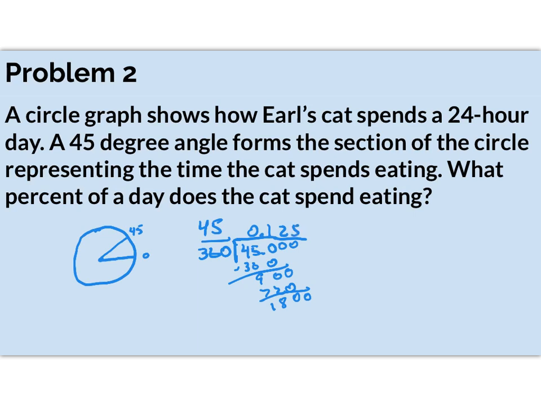Let's see what we come up with. 5 times 0 is 0. 5 times 6 is 30. 5 times 3 is 15. Plus 3 is 18. All right, we get a 0. All right, so now we have 0.125. And we multiply by 100. We get 12.5% of the time. So in a 24-hour period, a cat spends 12.5% of the day eating.